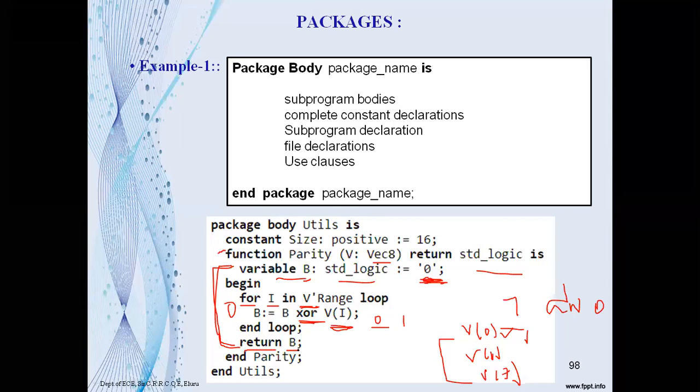So what exactly does this function do here? It performs the function of even parity and odd parity of the vector. So how do we determine the even parity and odd parity of the vector? We will perform the logic exclusive OR operation.